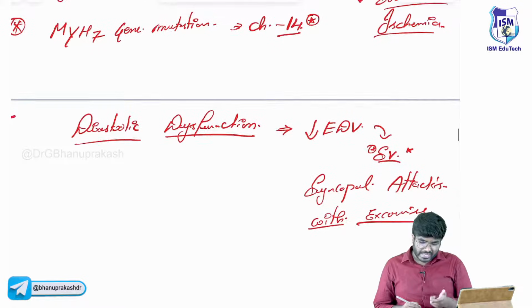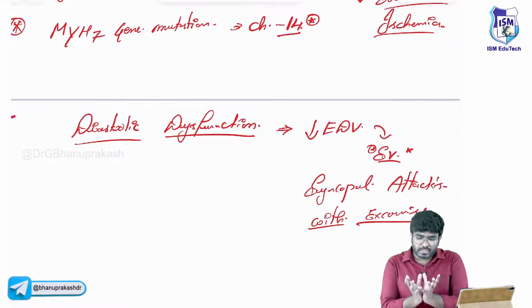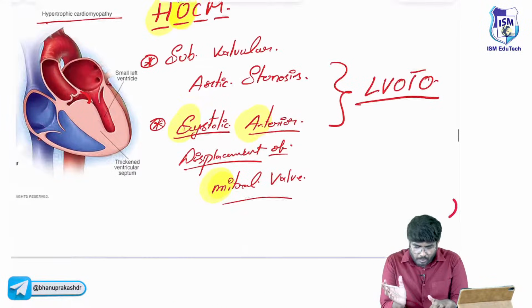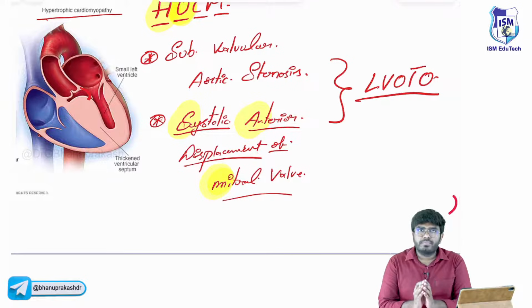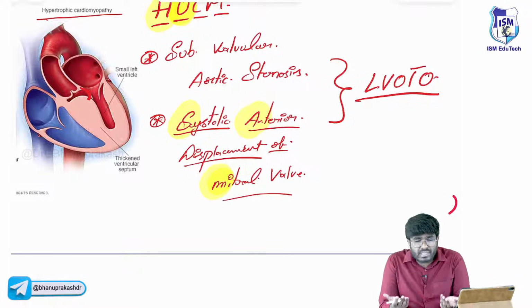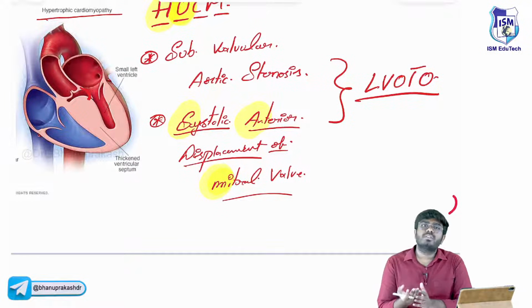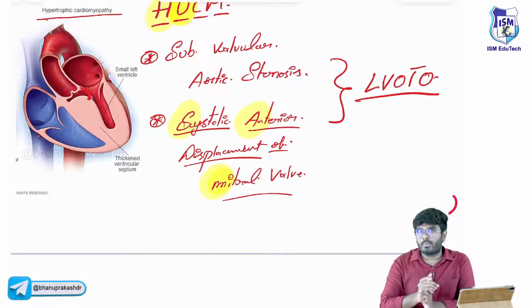Here we have discussed about the diastolic problem. The left ventricular filling is going to not occur properly. The left ventricle is not being properly filled. This is the one problem, and the other problem is going to be the systolic problem because of the subvalvular aortic stenosis as well as the systolic anterior displacement of the mitral valve. So it's both a systolic problem as well as a diastolic problem.